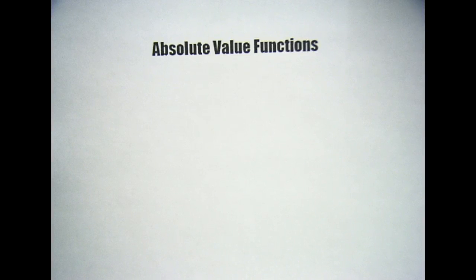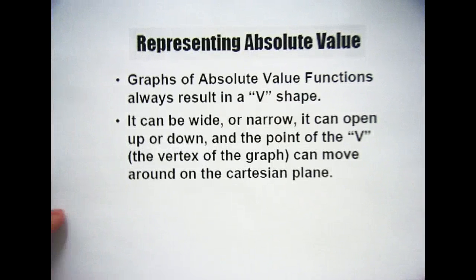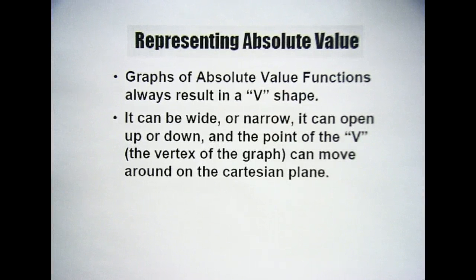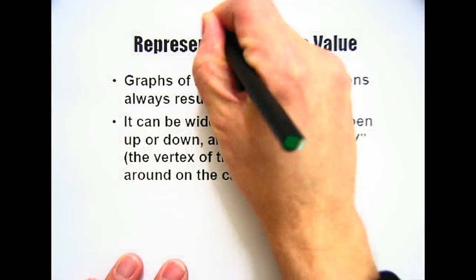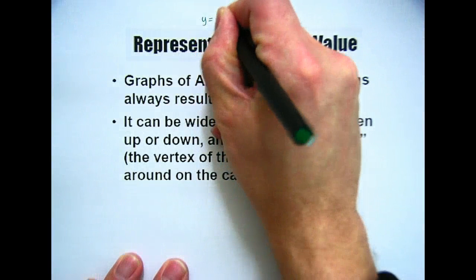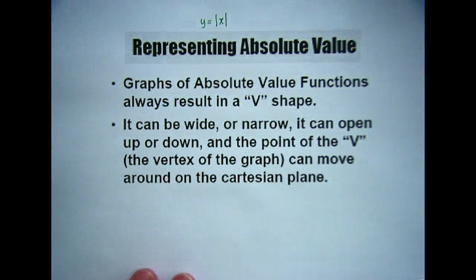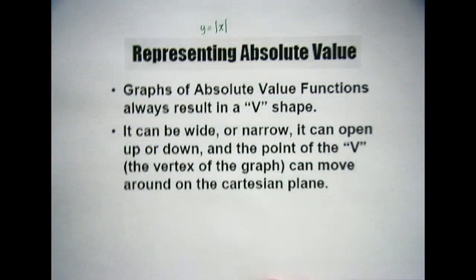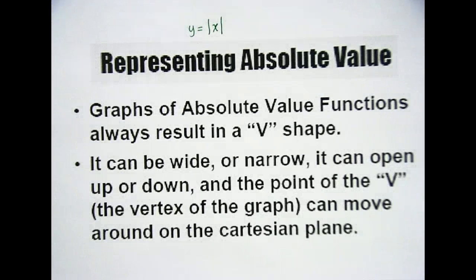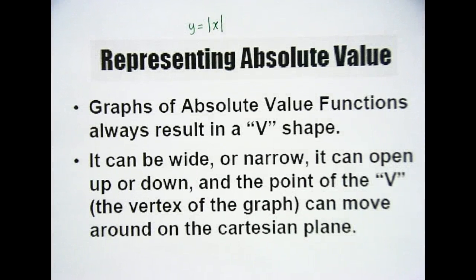Just so you're aware, graphs of absolute value functions always result in a V shape. Okay, so when we're talking about absolute value functions, we're talking about, for instance, y equals the absolute value of x. That would be the very basic of it. Notice you have two variables, y and x there. The x is in the absolute value symbols. Always results in a V shape, and it could be wide or narrow, and it can open up or down.